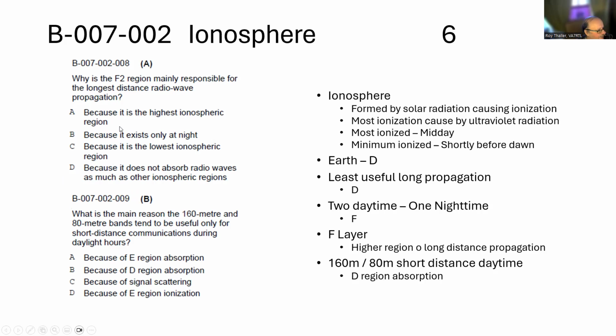So what happens is the signal bounces up, hits the ionosphere, and then bounces back down to Earth. And the higher you go, the further the distance it can travel. So F2 is the highest region. What is the main reason that the 160-meter and the 80-meter bands tend to be useful only for short distance communication during the daylight hours? And that's because of the D region absorption. So B is the correct answer.